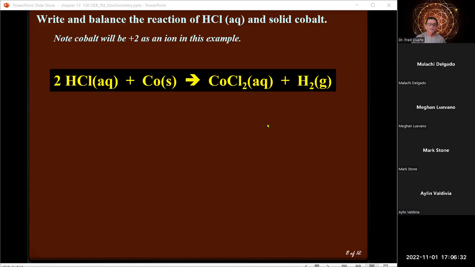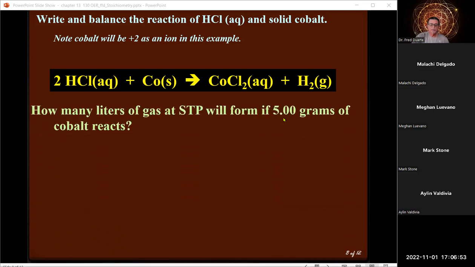Remember, this is true for any of the metals from magnesium to lead. They will react with an acid to generate hydrogen gas and then the corresponding salt. In this case, the cobalt salt. Everything's balanced. So now they're asking the question.